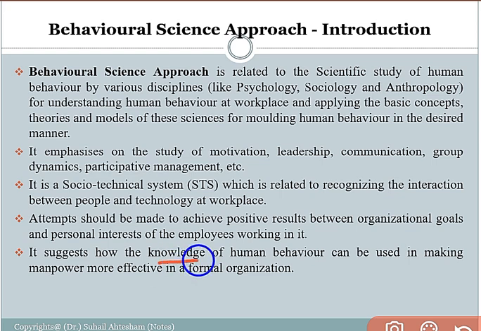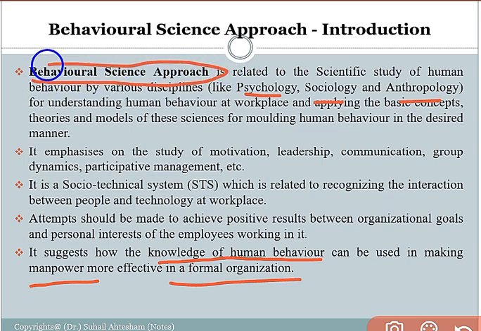It suggests how the knowledge of human behavior can be used in making manpower more effective in a formal organization. So the study of the mind, the study of the society in which the individual lives, and the study of the culture and behavior of the individual. This behavioral science approach helps the manager acknowledge the human behavior of the employees and workers working in the formal organization, and make improvements. It helps the manager improve, motivate, and encourage the manpower at the workplace for more effective output in the organization. So it may be helpful for both the employees and the employer as well. It is a very important aspect of the day-to-day activities in the organization.